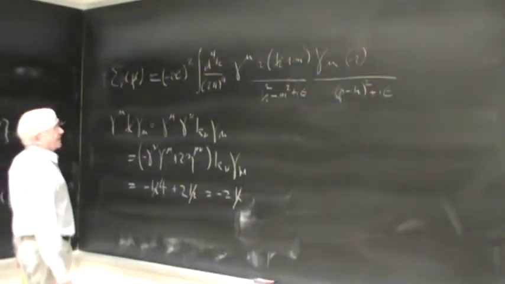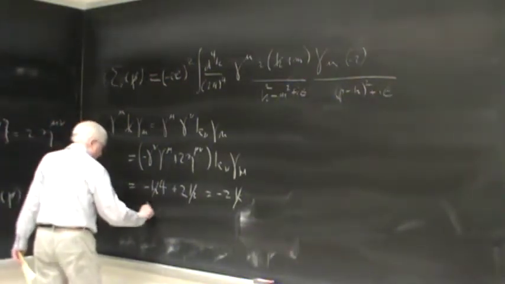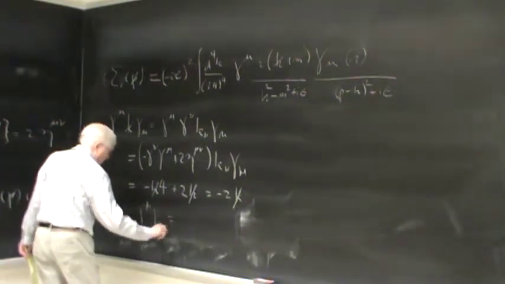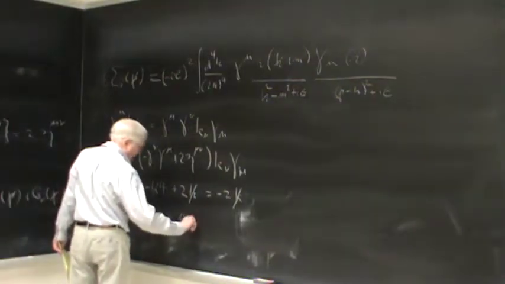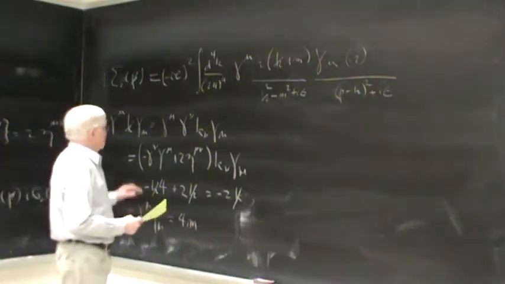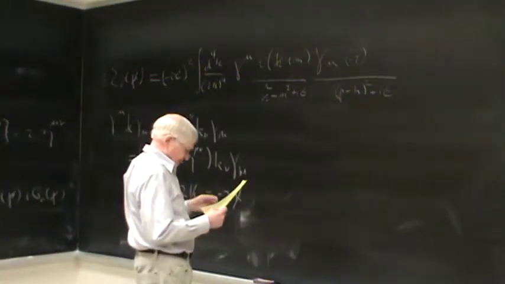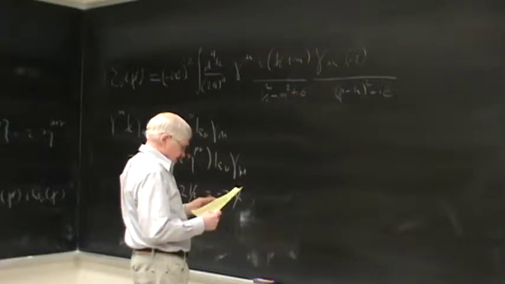The other term there is m, gamma mu, and this is just 4m. All right, so that's what we're going to do to this to simplify it.